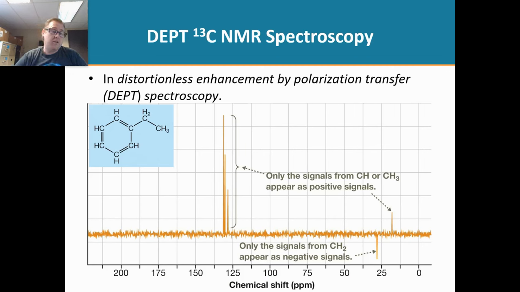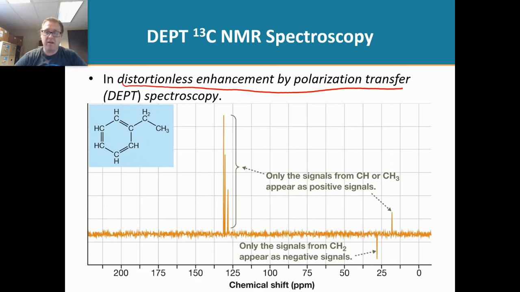There's another carbon NMR experiment called DEPT. And the DEPT stands for this phrase right here: distortionless enhancement by polarization transfer. Fancy long name. You don't need to remember that name or what it means, other than you just need to know how to use it at this point, okay? So we have DEPT spectroscopy. And what's really cool about DEPT spectroscopy is that it can distinguish between a methyl carbon and a methylene carbon.